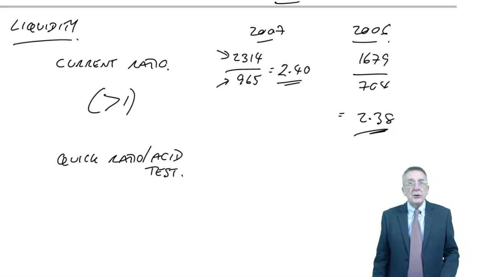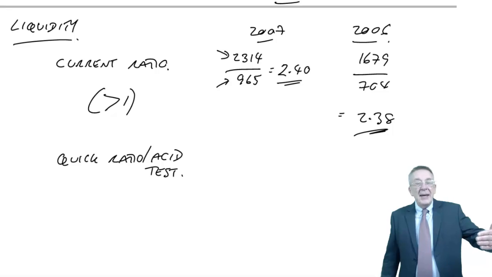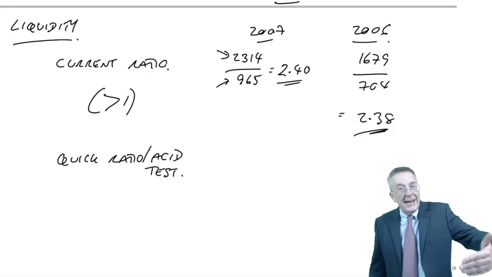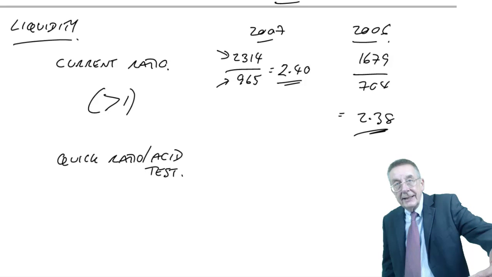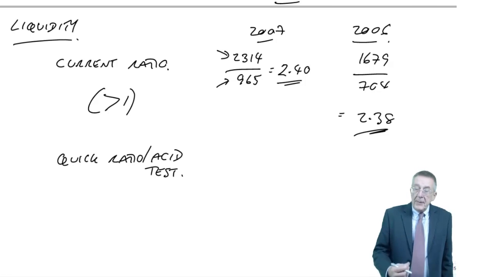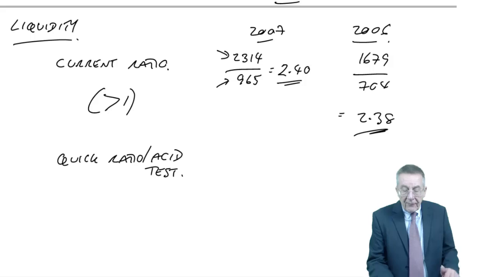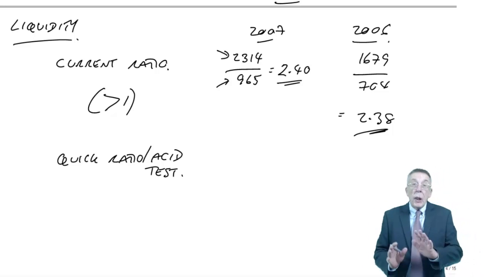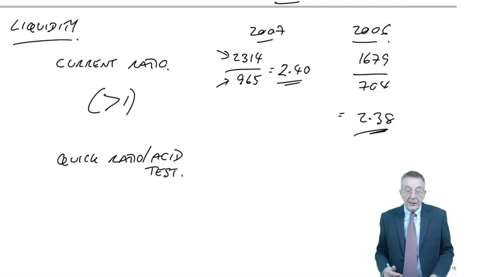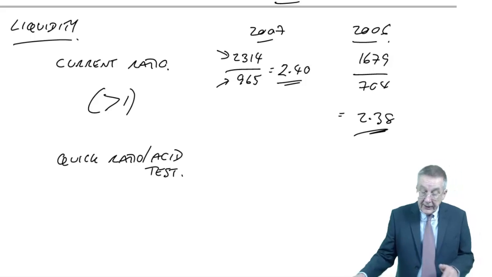But the problem is inventory. Although we could have loads of inventory, it may take a while before we actually sell them, and if we're selling on credit, it takes longer still to get the money in. So in the very short term, the money from inventory perhaps isn't available to pay the payables. And so the acid test ratio does the same as the current ratio, except we ignore inventory because of the problem I just mentioned.